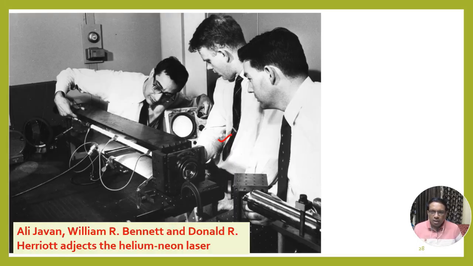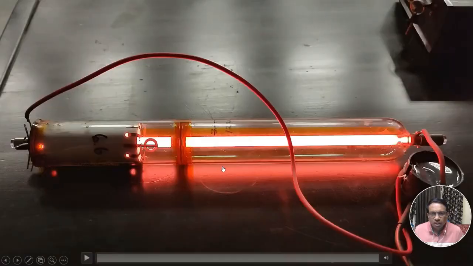This one was first developed by Ali Javan and team. As shown in the figure, this is the first developed one. The first laser is the ruby laser. Later, this helium-neon laser was developed by Ali Javan's team, and these members are here. Then we will move further. So basically, the helium-neon laser will look like this.